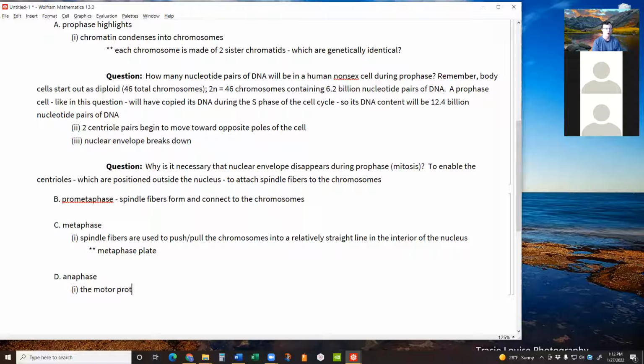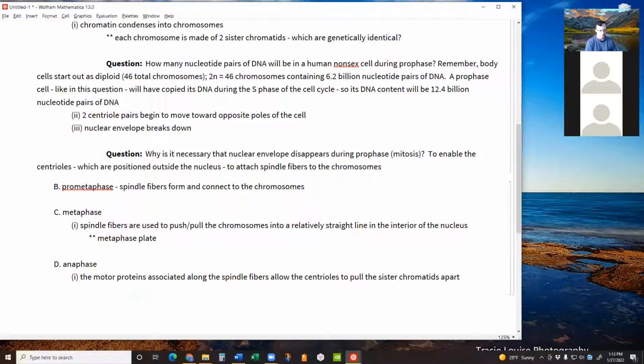The motor proteins associated along the spindle fibers allow the centrioles to pull the sister chromatids apart. That's what you're seeing in picture E of figure 2.7. You see that the sister chromatids are in fact being pulled apart.